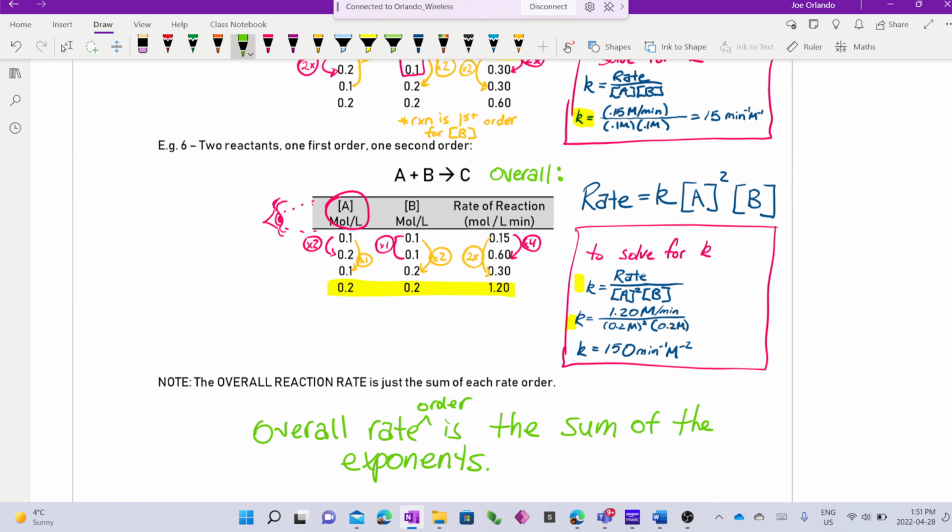Right order? Is order supposed to be in there? Yeah. And this is A plus B yields C for this kind of reaction. That's right. Okay. And you'll note, what doesn't it depend on?